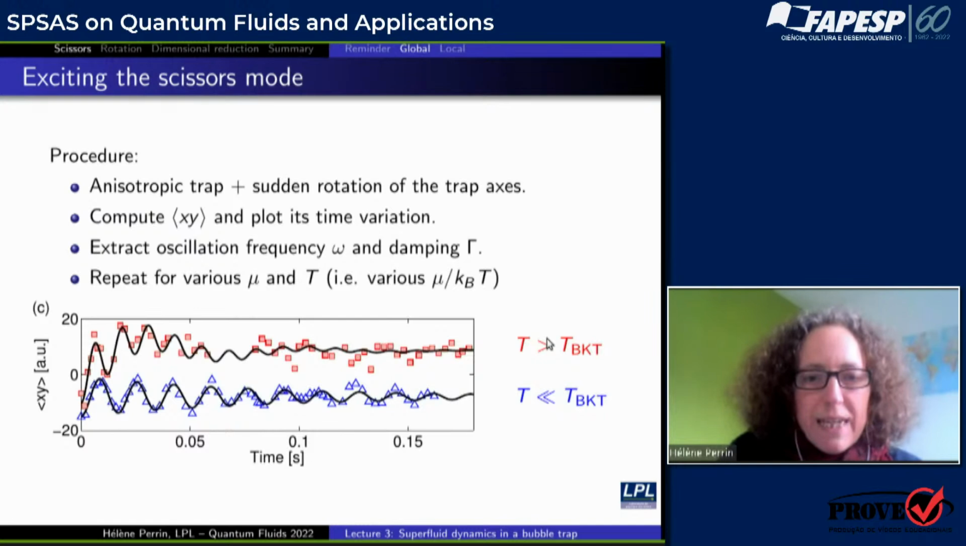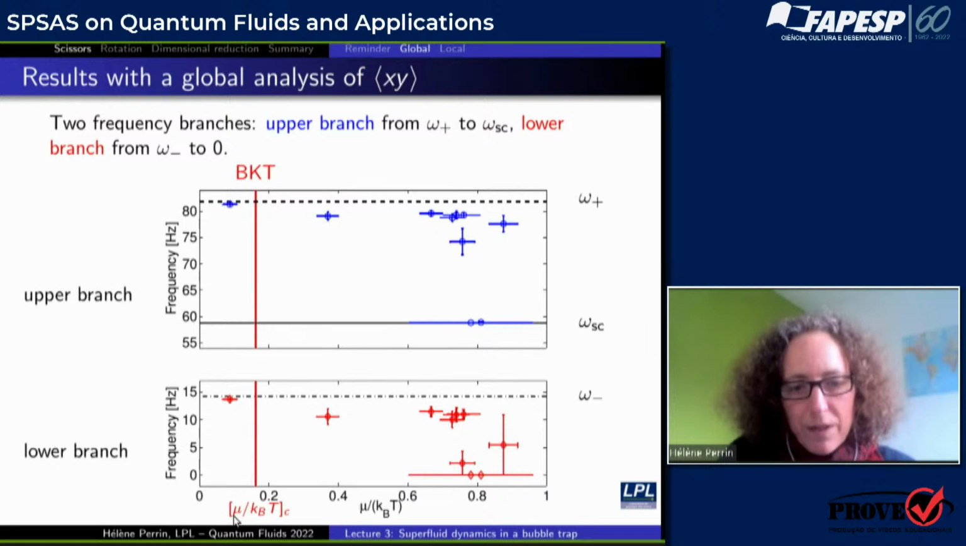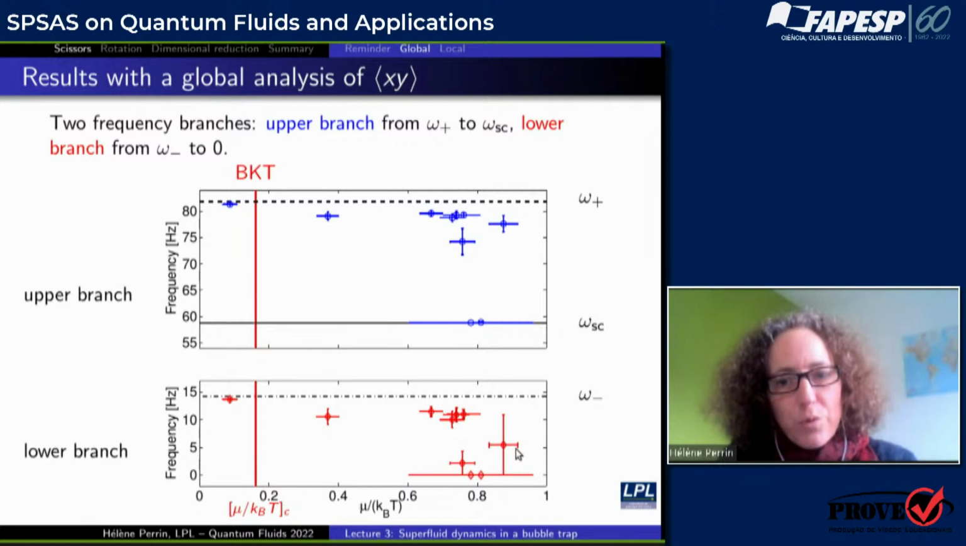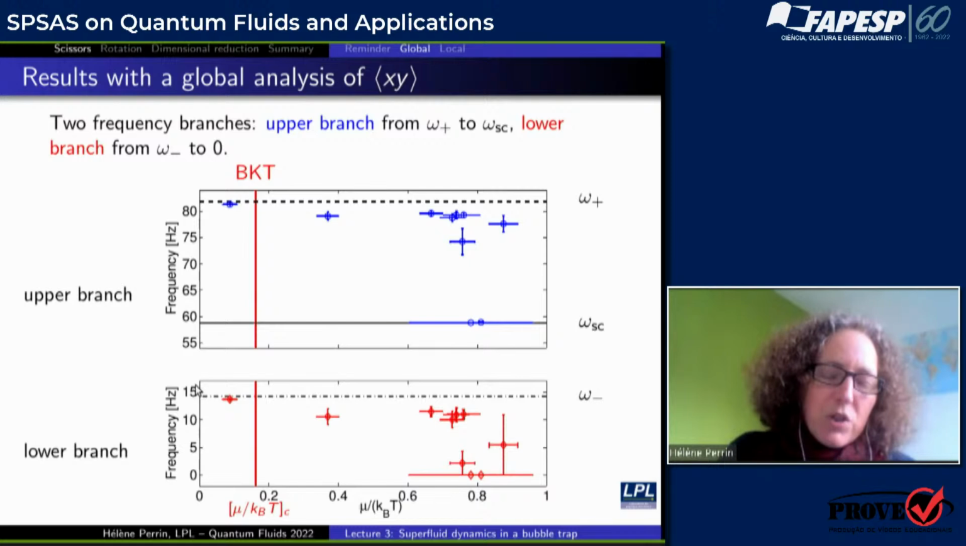So here is a summary of the results plotted as a function of this famous parameter, chemical potential divided by kBT, which is expected to be the only parameter relevant for the transition. So for this value, when it is large, chemical potential is large, temperature is low, so we should be in the superfluid regime. And in this direction, we should be in a thermal gas. So this frequency here corresponds to omega plus, this one to omega minus. So at high temperature or low chemical potential, we find the two frequencies, omega plus, omega minus. And indeed, it's like a thermal gas.